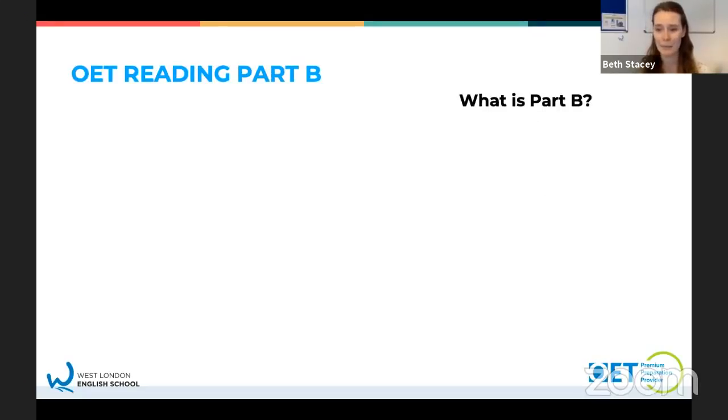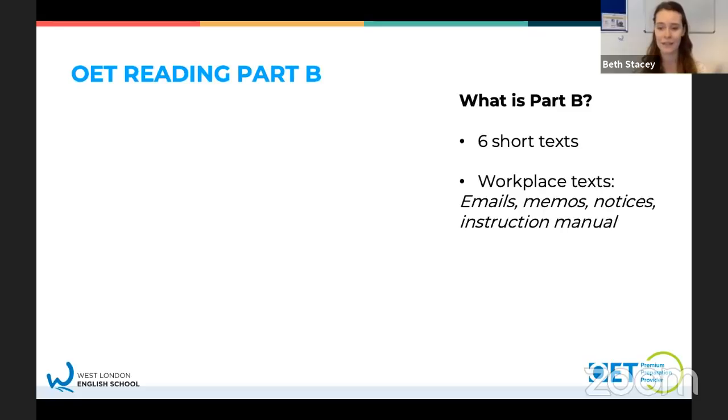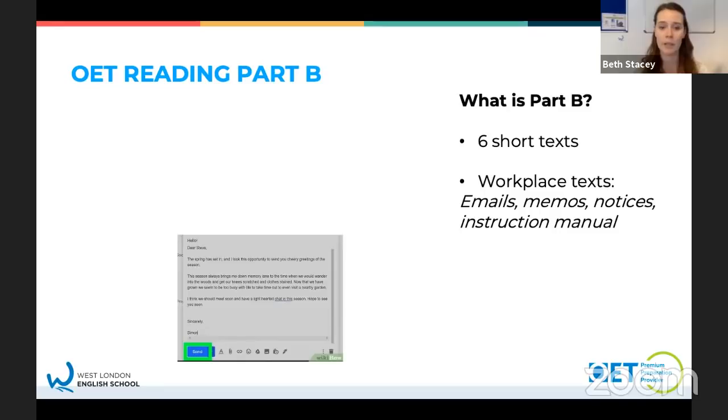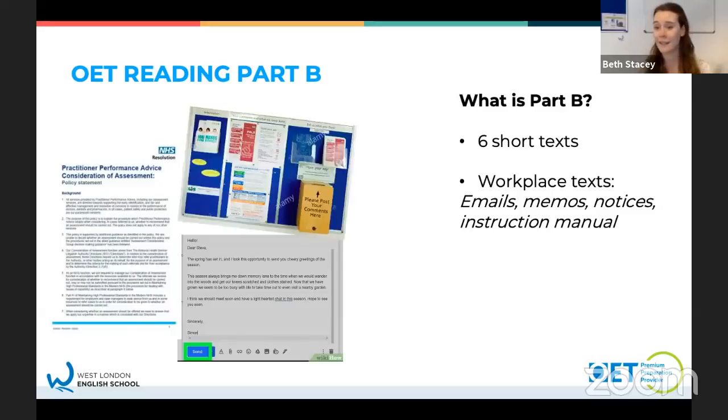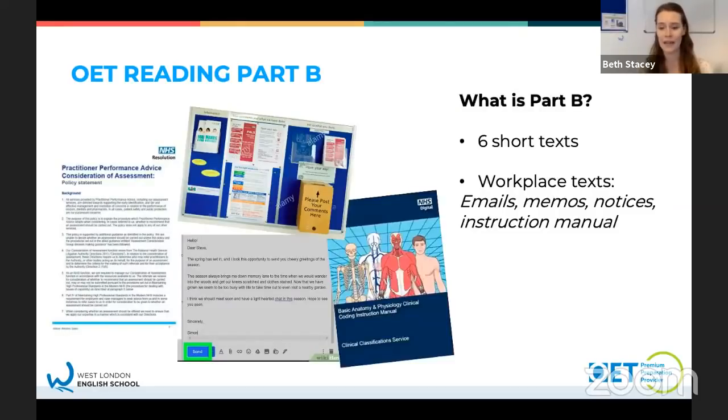So what is part B of the reading? Well, you get 6 short texts, and they are workplace texts. This is something that I think is fantastic about the OET exam, is that they're really preparing you for real life reading that you'll have to do. For example, emails, you will be given questions on. Things like policies and memos, notices, like stuff you would find if you're working as a doctor or nurse, you'll probably have a notice board in the staff room. And it's that sort of thing, as well as manuals that they're testing you on in part B.